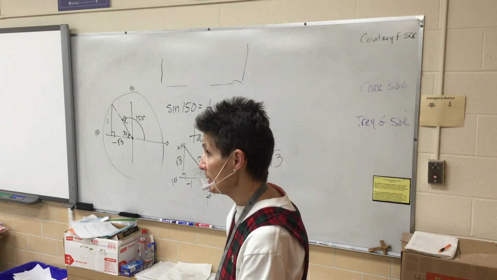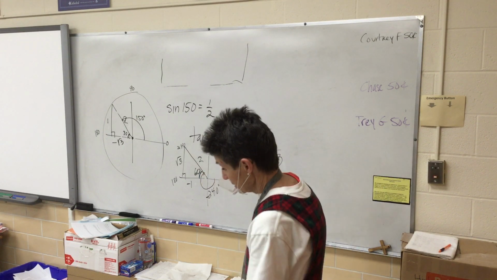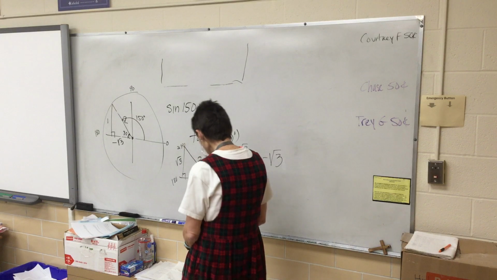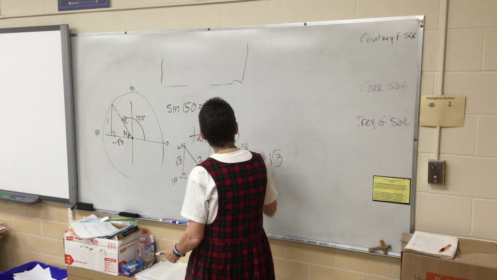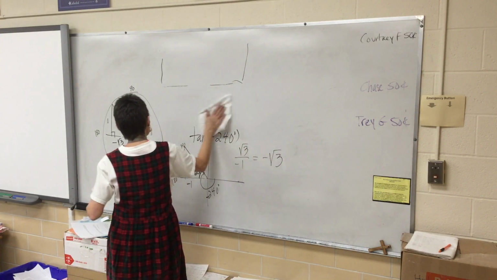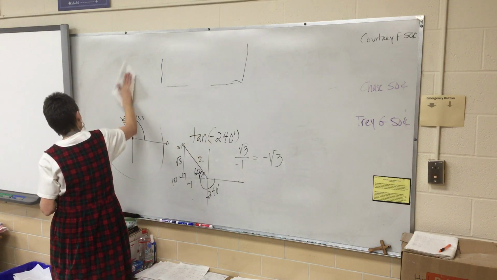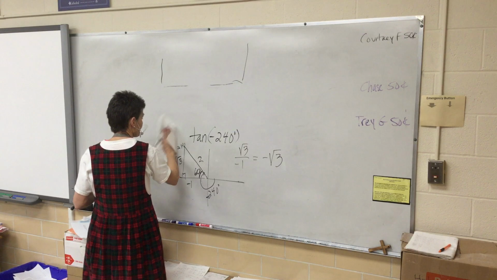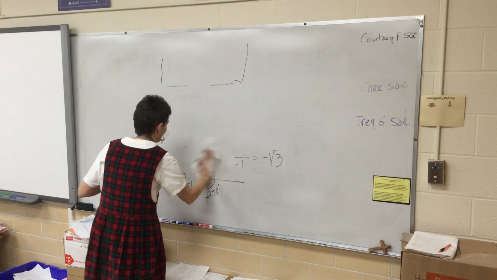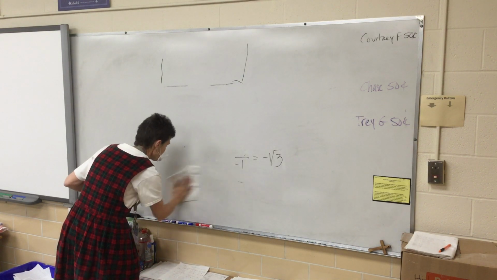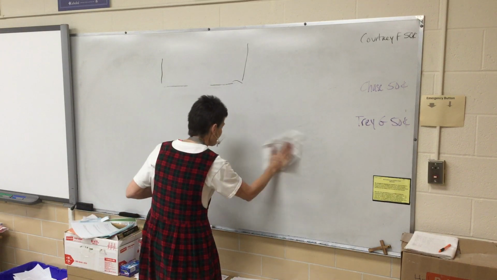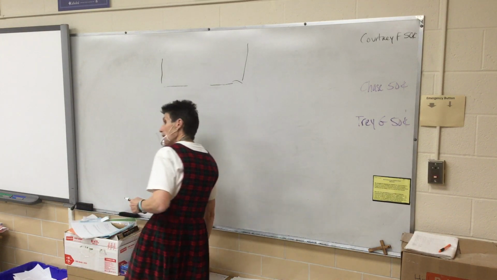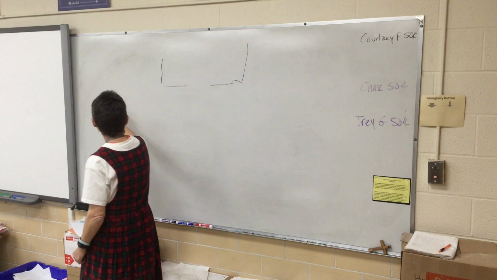Is that okay with everybody? All right. Tangent 5 pi over 4. What might be the first thing we do when we look at this problem that says tangent 5 pi over 4? Change it to degrees. So 180 divided by 4 times 5.